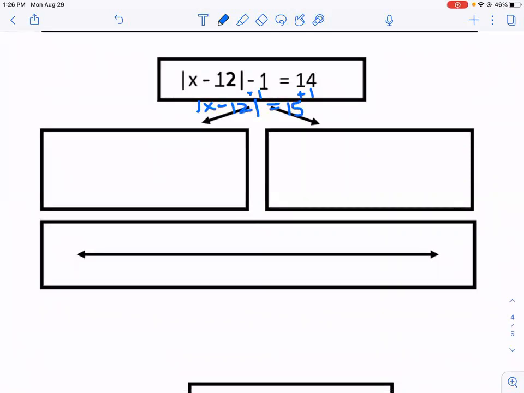Okay, now that we have the absolute value isolated, we can say, okay, what's inside the absolute value equals 15, or what's inside the absolute value equals negative 15. So you just add the one or do whatever first. Yep. So you need to do whatever operations give your absolute value all by itself.